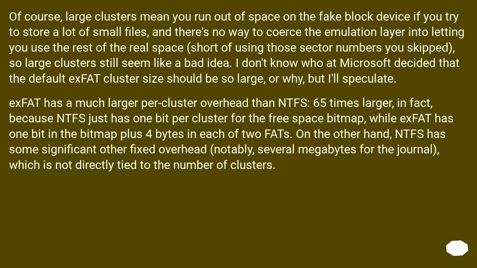I don't know who at Microsoft decided that the default exFAT cluster size should be so large, or why, but I'll speculate. exFAT has a much larger per cluster overhead than NTFS, 65 times larger, in fact, because NTFS just has 1 bit per cluster for the free space bitmap, while exFAT has 1 bit in the bitmap plus 4 bytes in each of 2 FATs. On the other hand, NTFS has some significant other fixed overhead, notably, several megabytes for the journal, which is not directly tied to the number of clusters.